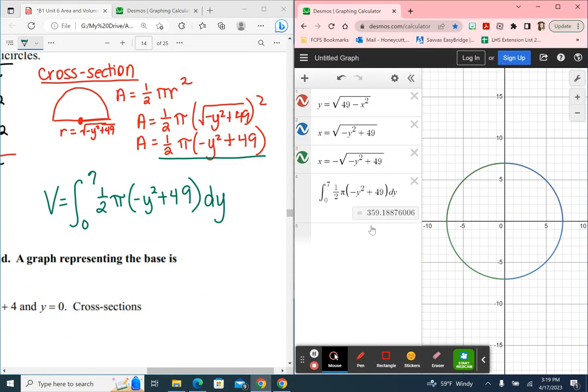So it looks like it would be approximately 359.189 if I rounded to 3 decimal places. All right, let's try another one.